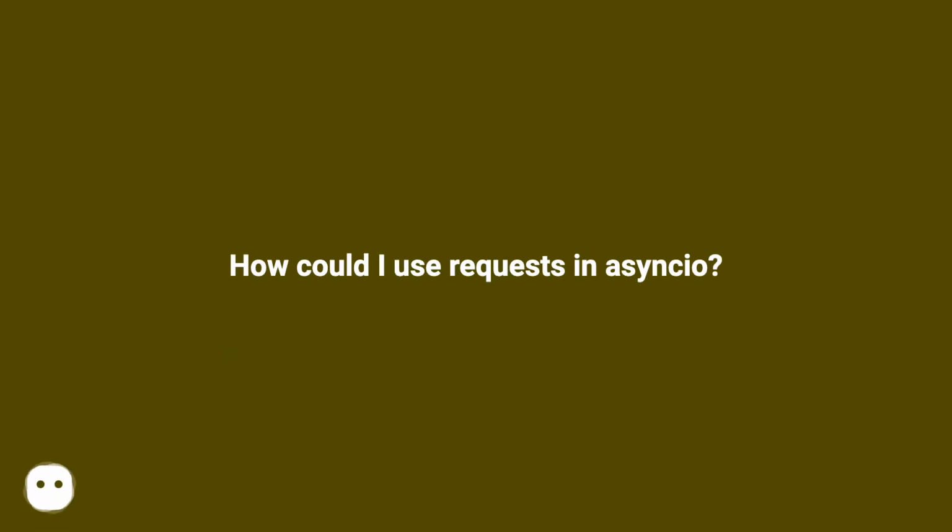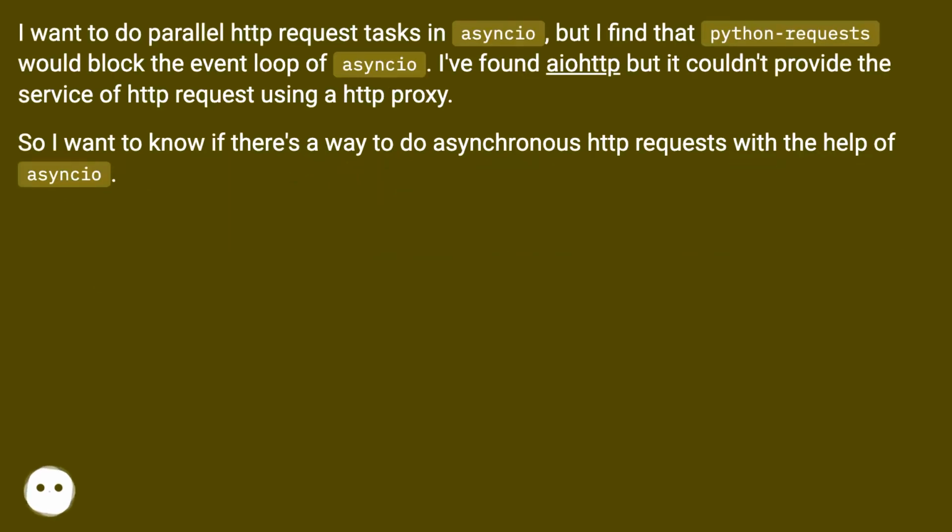How could I use requests in Asyncio? I want to do parallel HTTP request tasks in Asyncio, but I find that Python requests would block the event loop of Asyncio. I found aiohttp, but it couldn't provide the service of HTTP request using a HTTP proxy. So I want to know if there's a way to do asynchronous HTTP requests with the help of Asyncio.